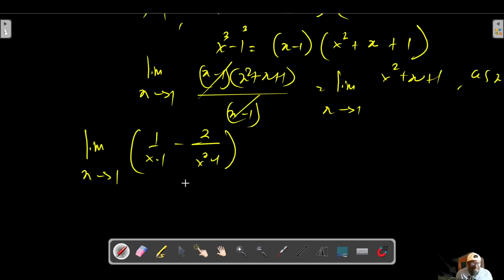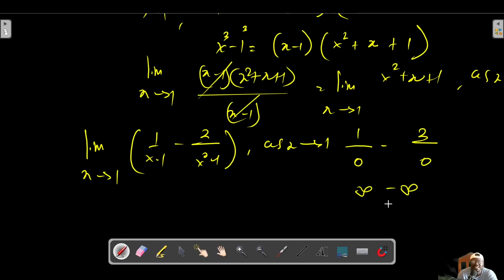So if you have the limit of these two expressions, now we do our direct substitution. So our direct substitution as x approaches 1, what do we get? We get 1 over 0 minus 2 over 0. So I realize we are getting an infinite value minus an infinite value, right? Infinity minus infinity, we can't really specify.